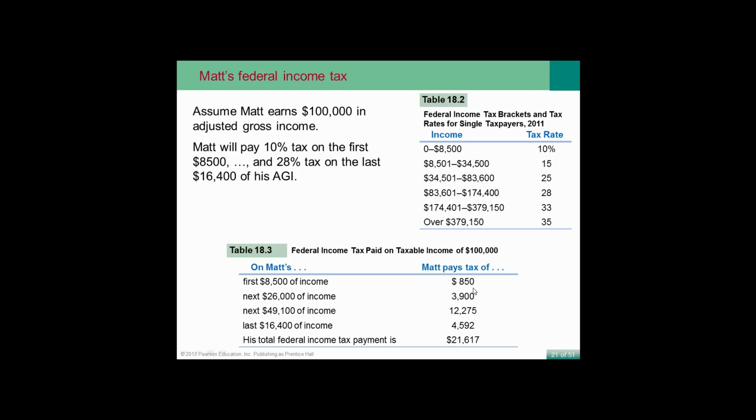So here's the total amount of taxes that he would pay: on $8,500 of income, $850 at 10%. On the next $26,000, $3,900. On the next $49,000, $12,275, and on the last $16,400, $4,592, for a total federal income tax on $100,000 of $21,617. That's Matt's average tax rate. The marginal tax rate is the rate in the bracket. The average is where you take total tax and divide by income, or 21.617%.